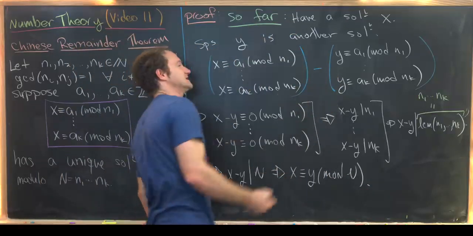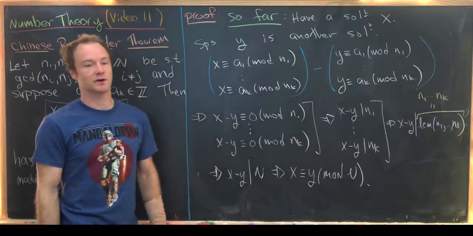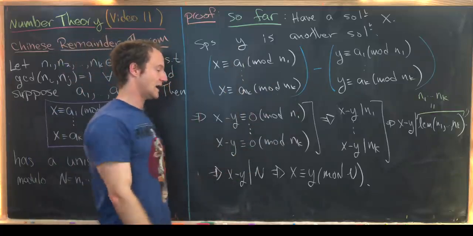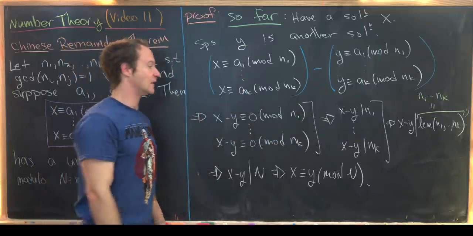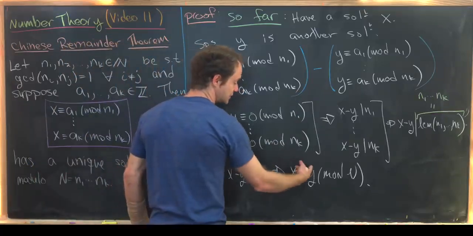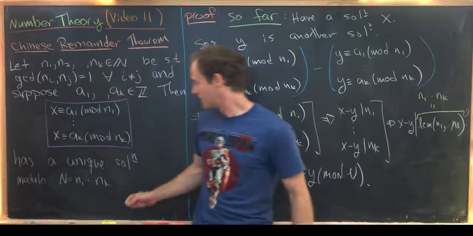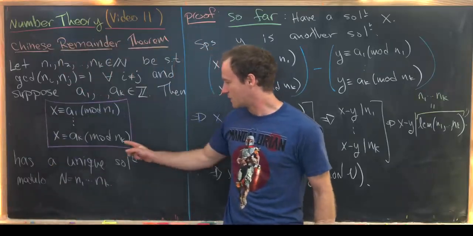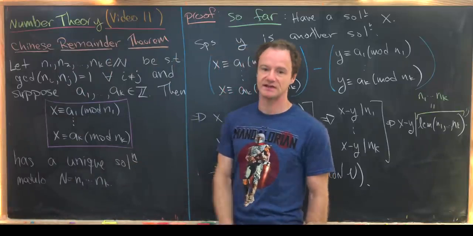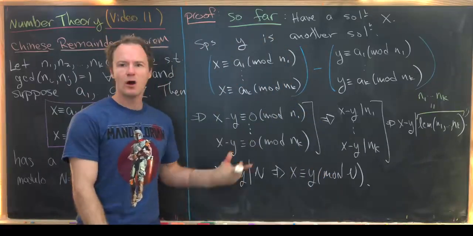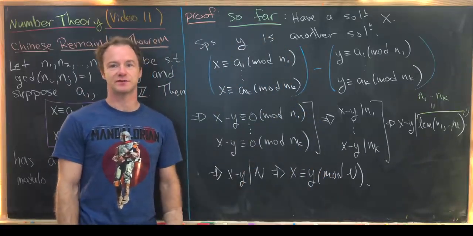Well, let's see what we've got. We had the existence of a solution from the last board. We supposed that y was another solution. And we showed that those two solutions were equivalent modulo capital N. But that exactly is what we need to prove this uniqueness condition down here. Okay, so now let's jump into some examples.